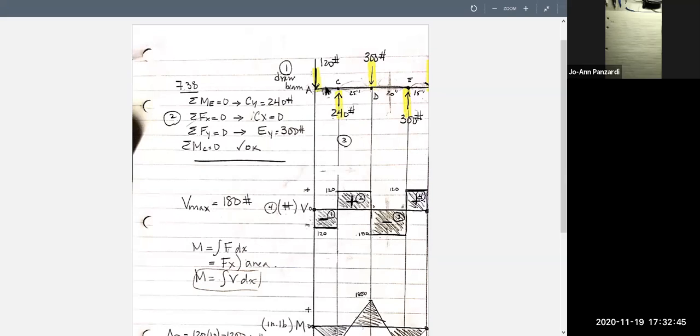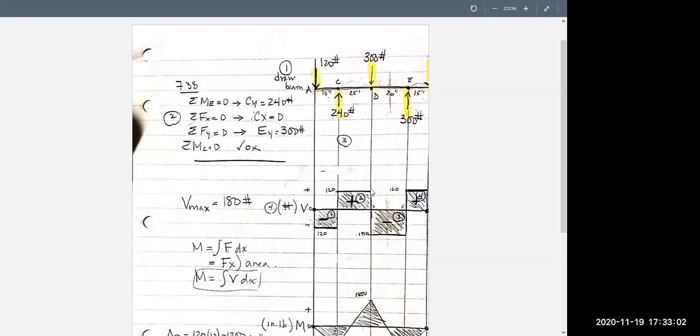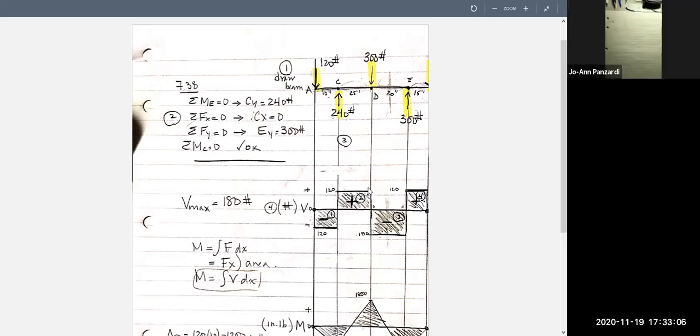Then between A and C, nothing happened, so there was no change. I stayed at 120. At C, there was a 240 going up, so I drew my shear diagram going up 240, which brought me to a positive 120. And then from C to D, nothing was going on, so it continued at 120. At D, it went down 300. I drew a line down 300, which resulted in a negative 180.